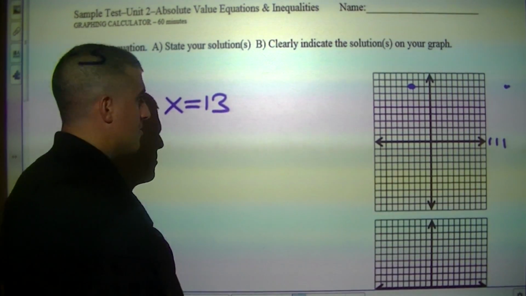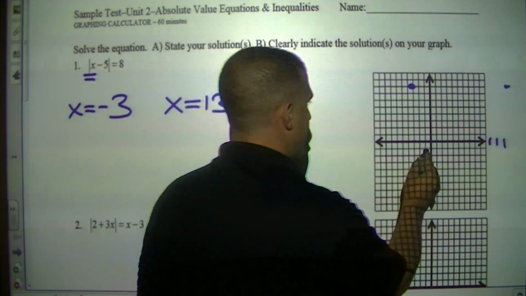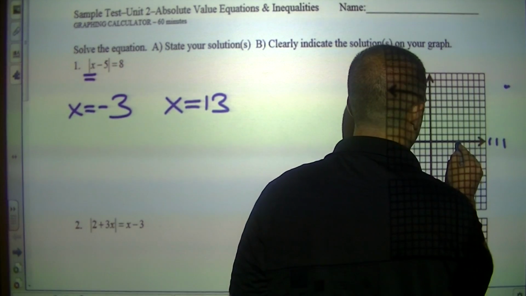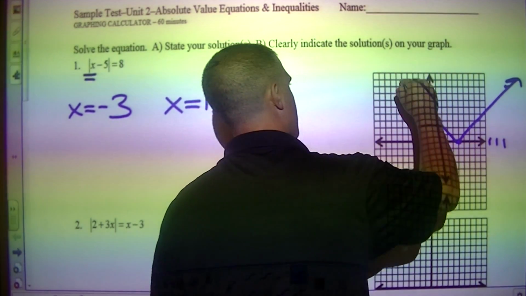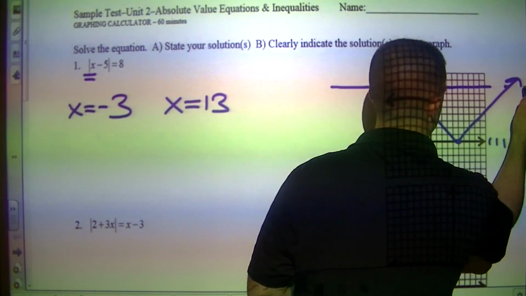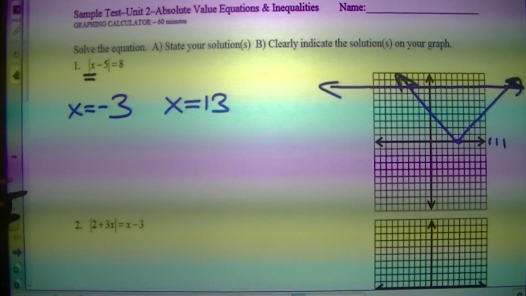And then the other thing I want to do is get my anchor point. Well, inside that, my anchor point's going to be at 5. 1, 2, 3, 4, and 5. Okay, so what happens is this goes through there, this goes through there, and then I got a horizontal line connecting them right through. So you have to show the graph and write your answers.